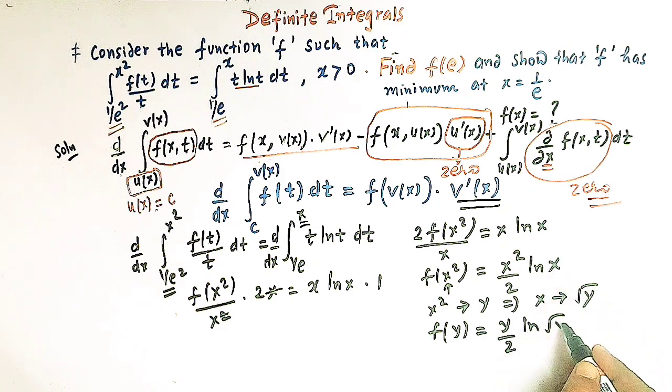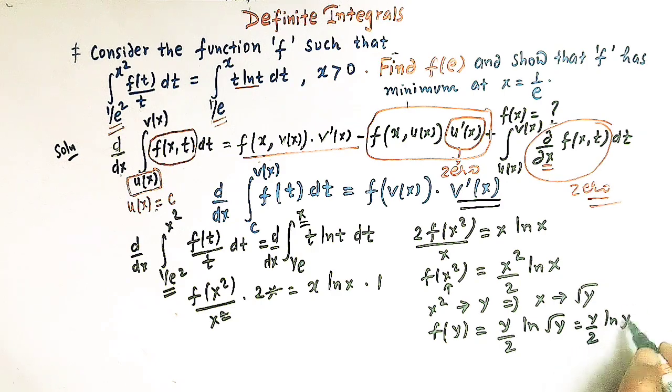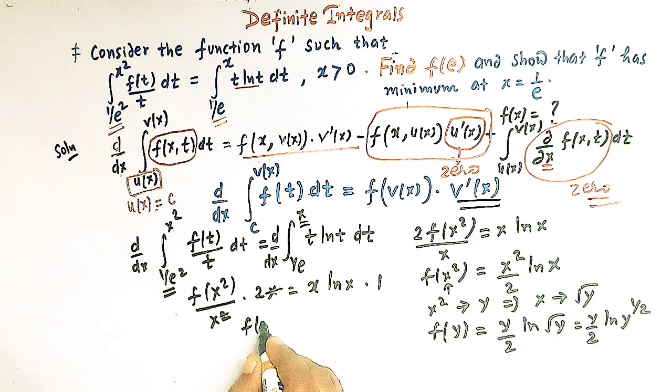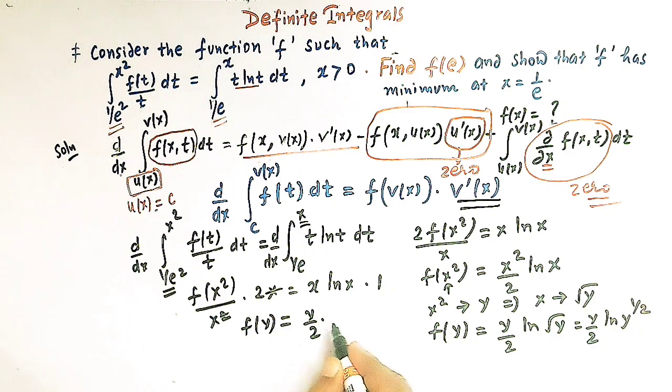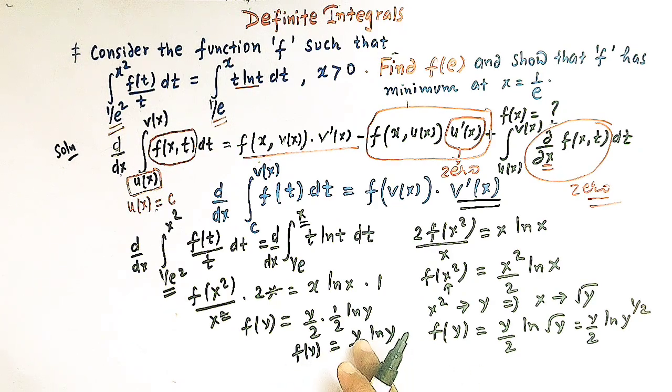x is square root of y, right? Now we can write y over 2, and this is natural log of y raised to half, and using the properties of log, we can now write f of y is equal to y over 2 times half natural log of y, that is y over 4 times natural log of y. So f of y is given by y over 4 times natural log of y.